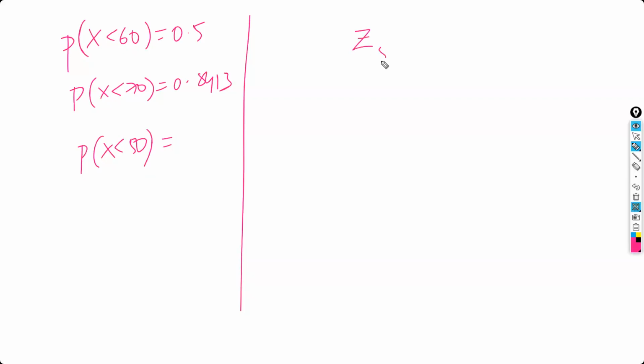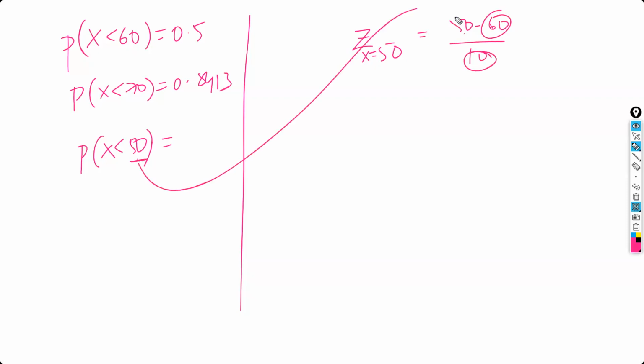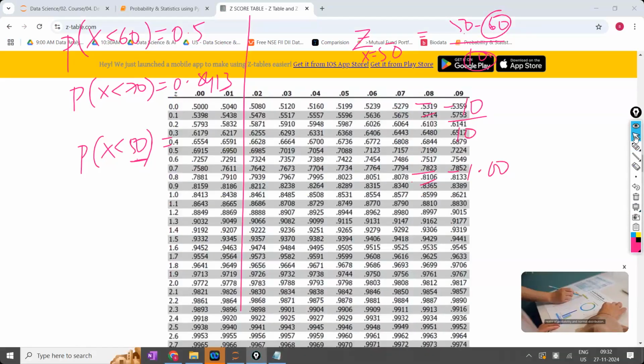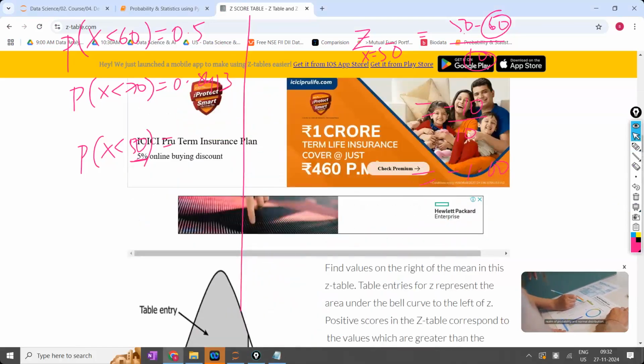First you have to calculate z of x equal to 50. What are the numbers they have given here? Those numbers you have to write here. And what is the value? 50 minus 60 divided by 10. This is fixed. This is given here. This is nothing but minus 10 by 10, which is minus 1.00. Just open the z table for minus 1.00.